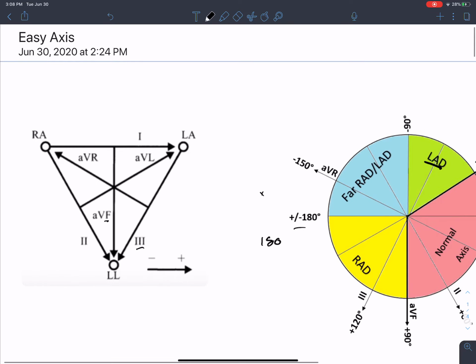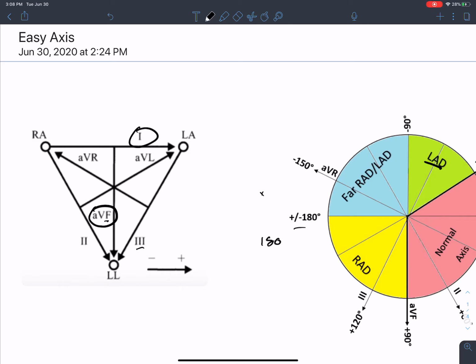Anyways, right here on this left side, what we see is a big triangle. This is what we call Einthoven's triangle, and there's two pieces of this that I want you to look at. I want you to look at AVF and 1. These are your key leads for quickly understanding what's going on with the axis.